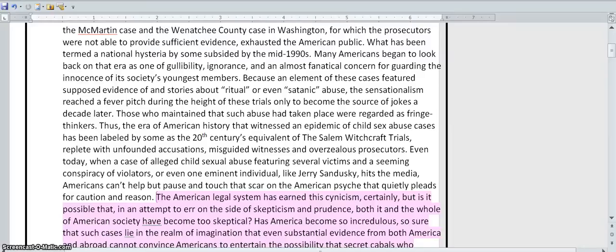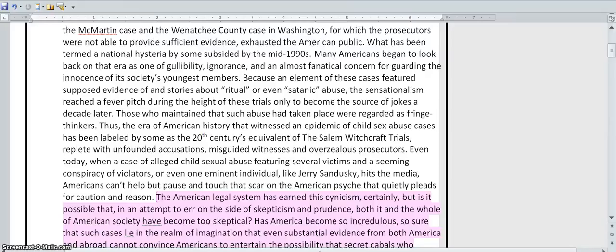Even today, when a case of alleged child sexual abuse featuring several victims and a seeming conspiracy of violators, or even one eminent individual, like Jerry Sandusky, hits the media, Americans can't help but pause and touch that scar on the American psyche that quietly pleads for caution and reason.